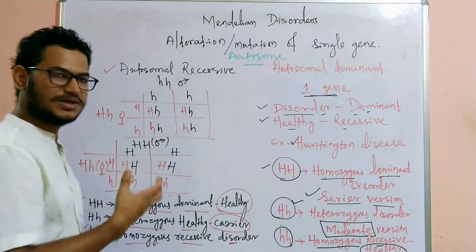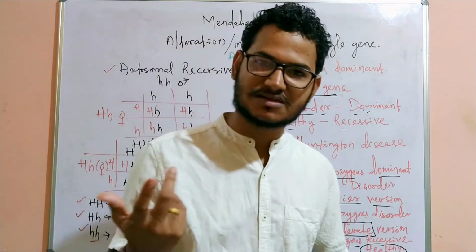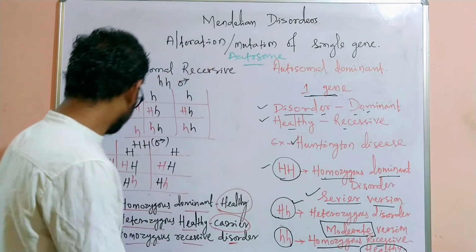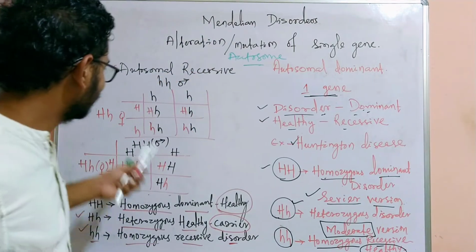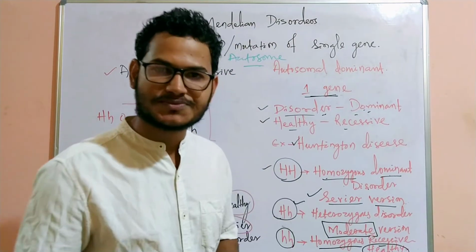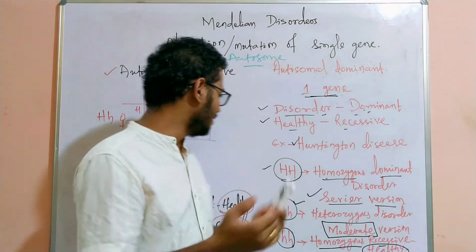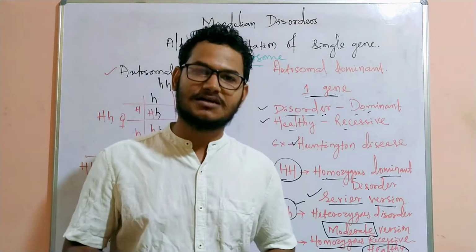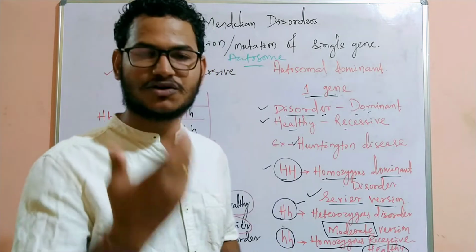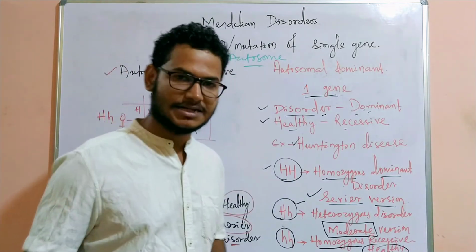So these are the conditions. We can make different crosses. The probability can be taken from these three, and we can get different offsprings, and we can understand by making a Punnett square what is the percentage of affected or carrier or normal individuals.